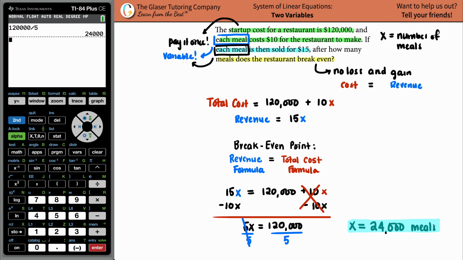So yeah, maybe they got to jack this number up, right? But that's business. But anyway, for this restaurant, they got to sell 24,000 meals in order to finally break even, and then they could really turn over a profit. And that's the end for this one.